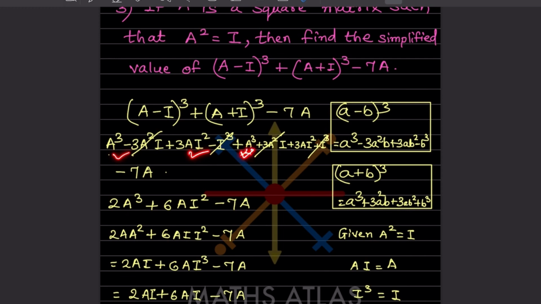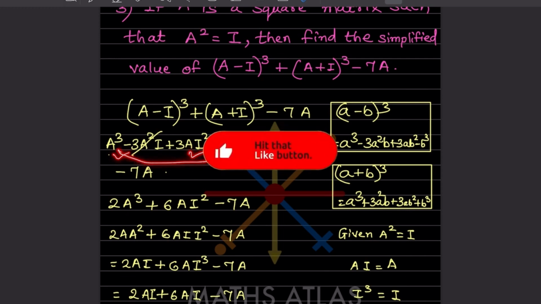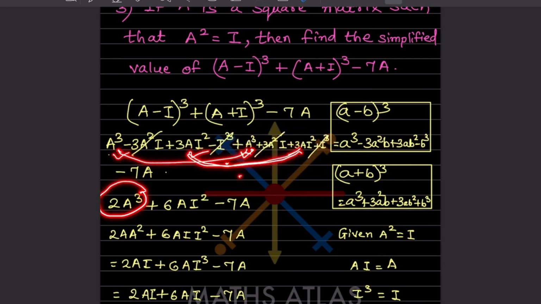So here what you can do, we can take the like terms together, that will be 2A cube. And what remains here is again this and this one. So these are the like terms, that will be 6A I square and this minus 7A. And one more thing, how to remember this formula: you can see here, this is A cube, then you will go in the descending order.